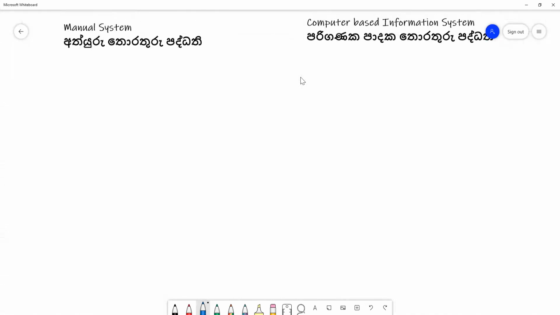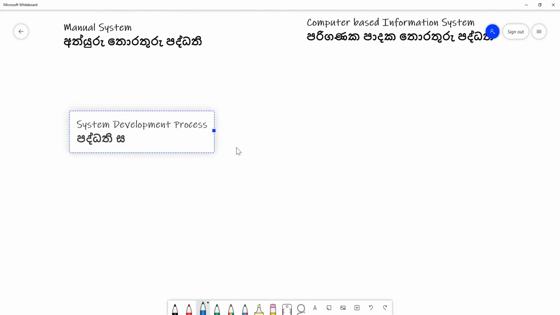So let's look at how the system development happens. So the next thing that we are going to discuss is the system development process. We call it Paddhati Sanvardhana.